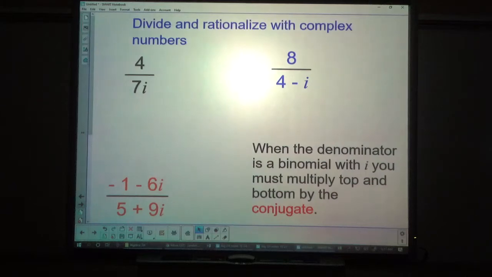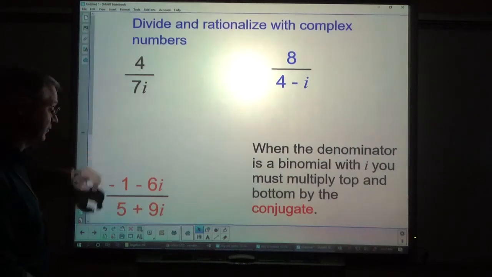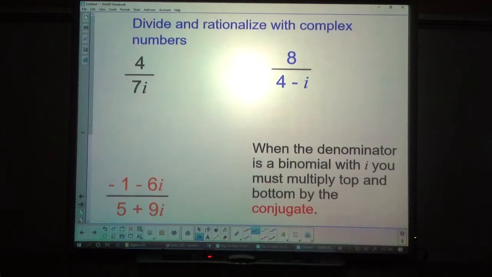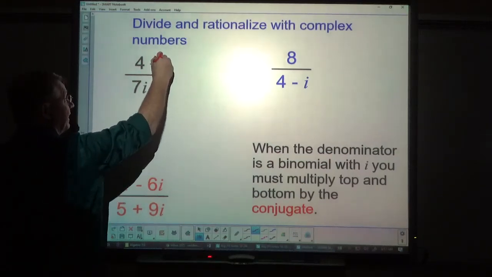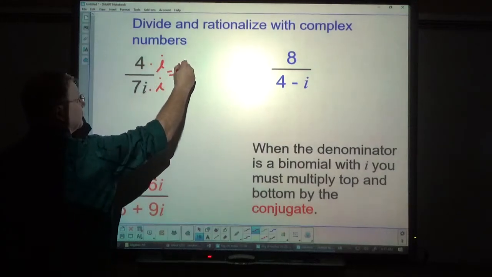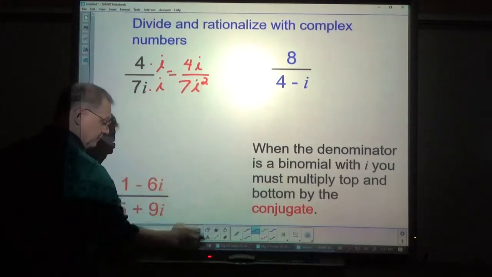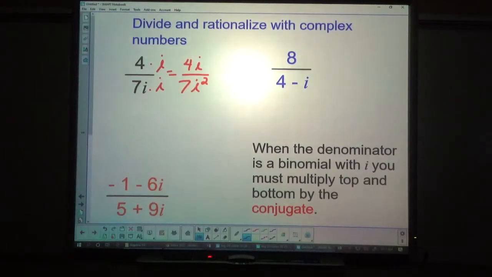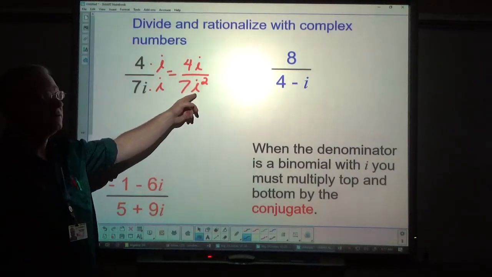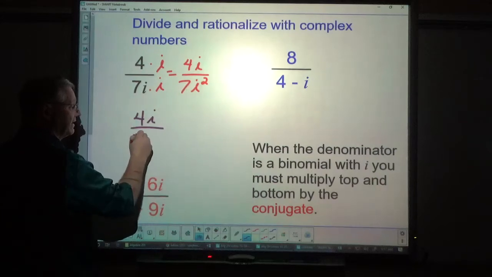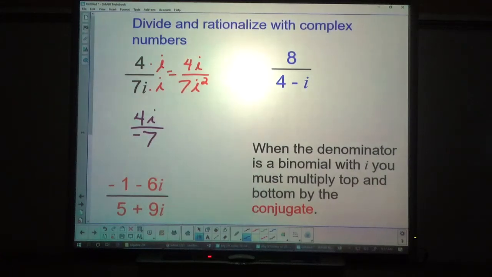All right, now we can talk about dividing and rationalizing with complex numbers. First, I have an i in my denominator, and there's no addition or subtraction there. So to get rid of the i in the denominator, just like we rationalized with square roots, we're going to rationalize here by multiplying by i. This gives me 4i over 7i squared. Well, that's great, but the i's aren't gone in the denominator yet. Remember, i squared is negative 1, times 7 is going to be 4i over negative 7. And now I have a rationalized denominator. No square root, no i. Let's look at this next one.